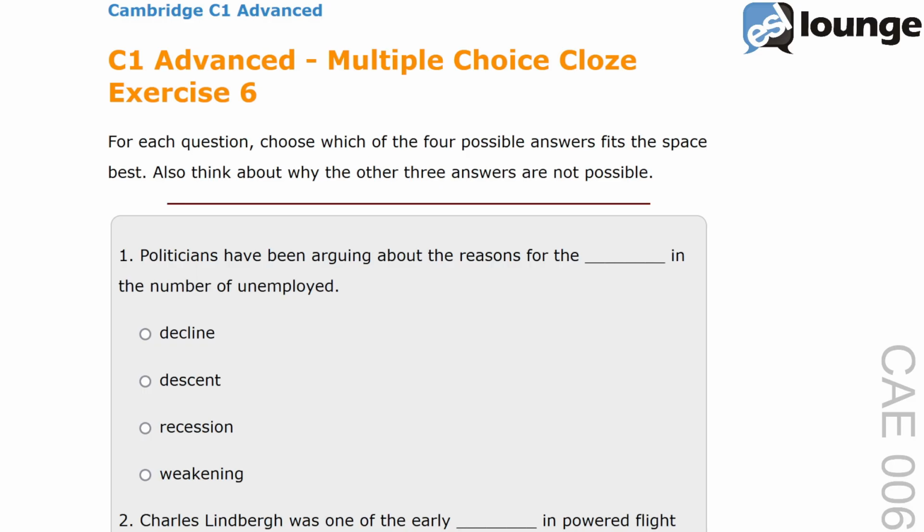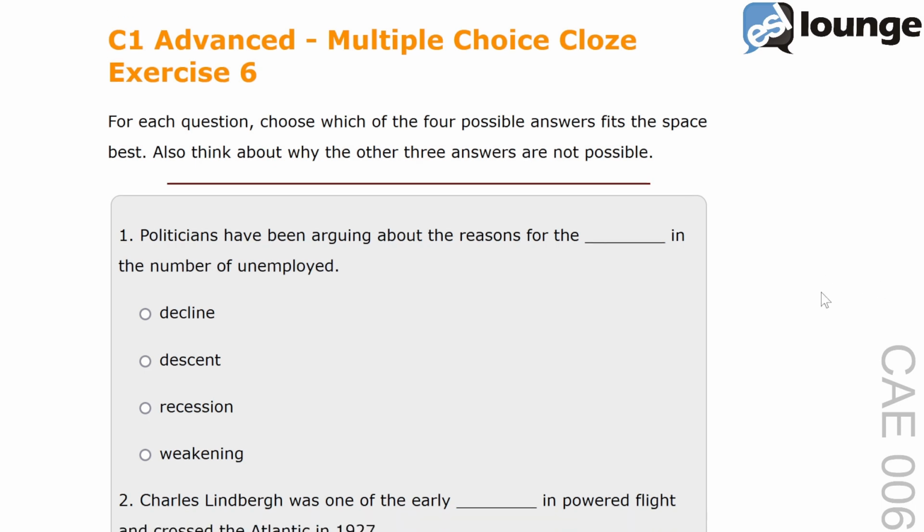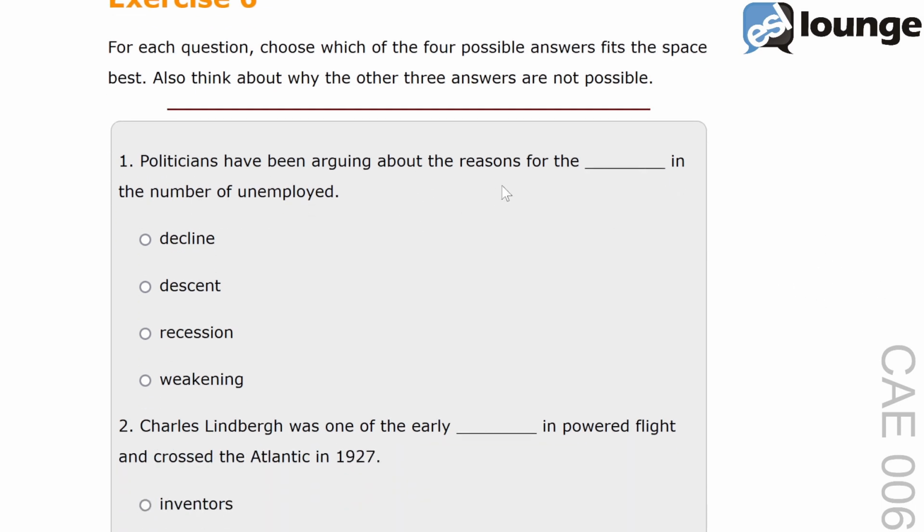Today we're working through C1 Advanced, Multiple Choice Cloze, exercise number CAE006. Let's start with number 1. Politicians have been arguing about the reasons for the blank in the number of unemployed. The options are decline, descent, recession and weakening. The correct answer is decline.